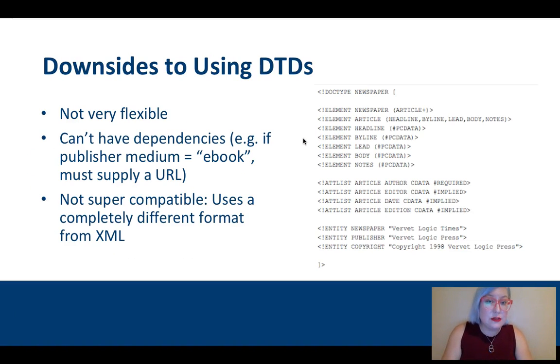There are some downsides to using a DTD. They're not super flexible. You can't have dependencies. So if you have certain things set up with your attributes, then you have to have the next value that goes with that, right? For an ebook, for example, you need a URL for that, and so that can be difficult. DTDs also aren't always super compatible, so the formatting, as you can see over here on the right hand side, is very different from XML, and so that can be problematic, right?